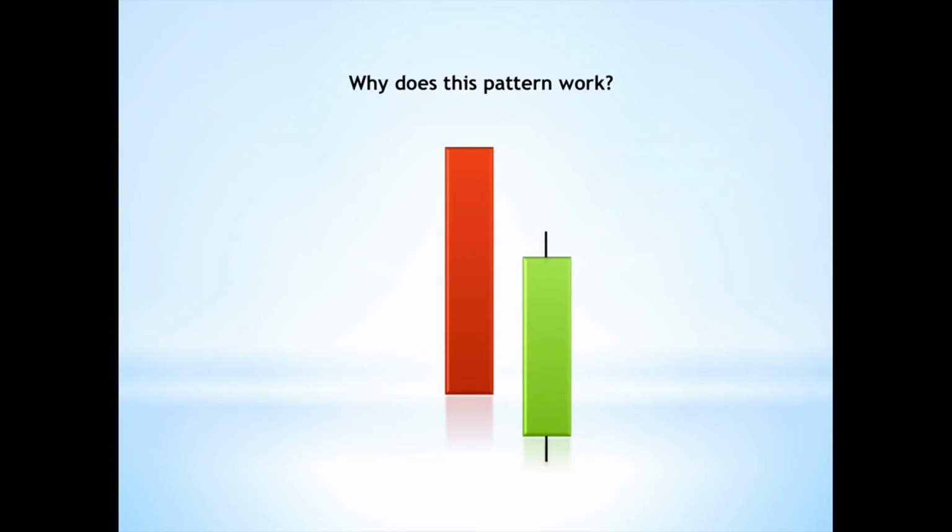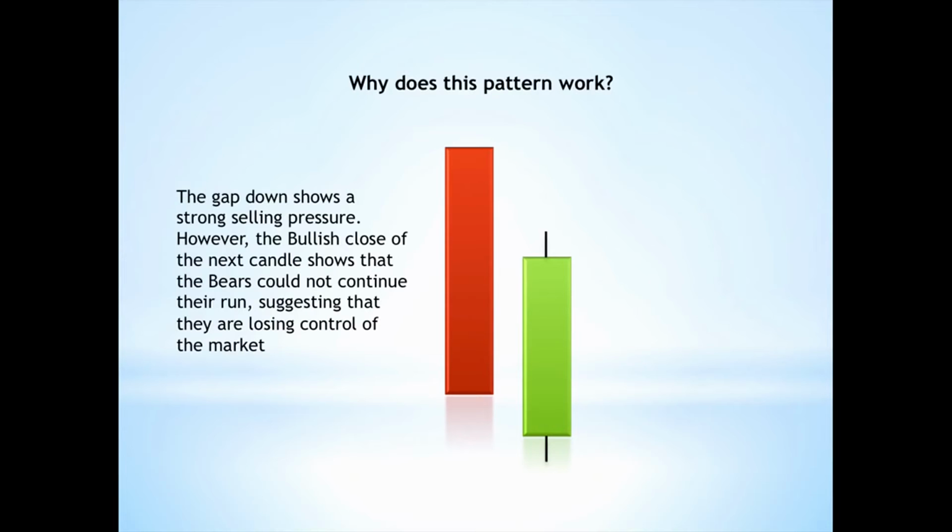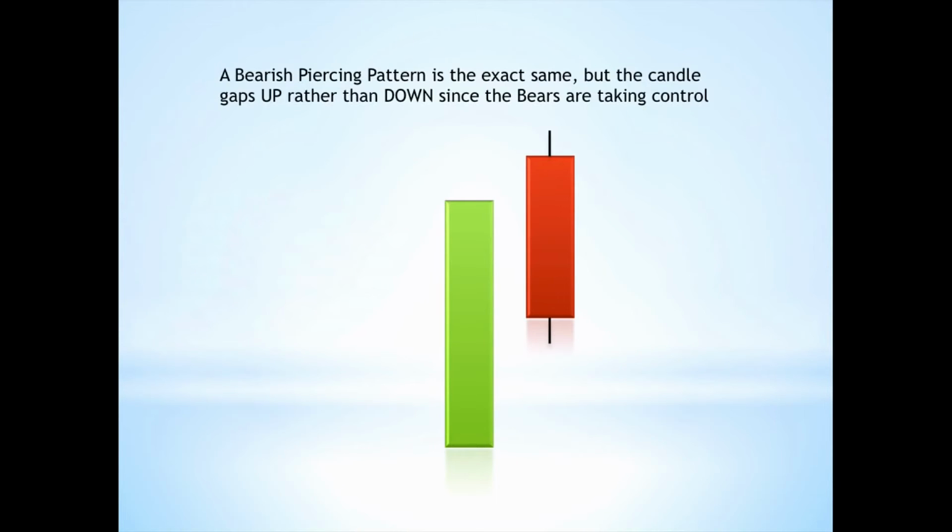So, why does this work? The gap down suggests a strong selling pressure. However, the candle then closed bullish, which shows that even though prices gapped down, the bears couldn't maintain control of the market. A bearish piercing pattern is simply reversed.